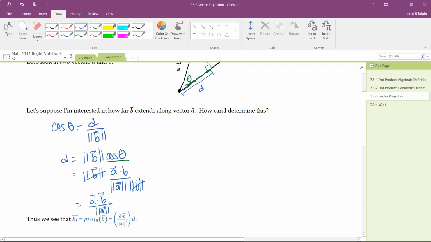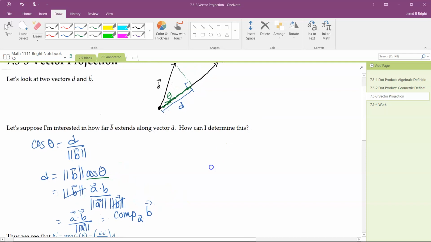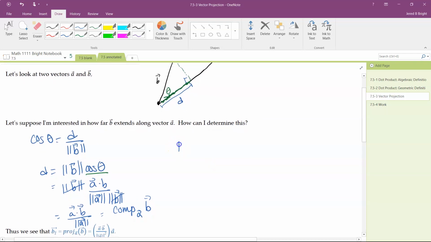And we have a name for this in mathematics. I'll write it, but you don't need to know it. It's the component of vector B that is along vector A. So we call it the component of B along A. But that's not actually where we stop. What we would actually say is that if we were to project vector B along A, it would be the component of vector B along A in the same direction as A.